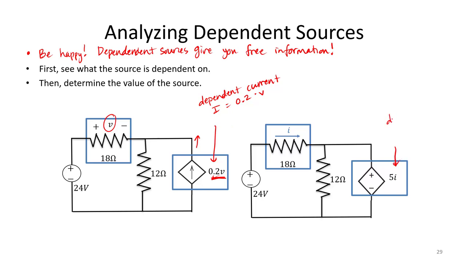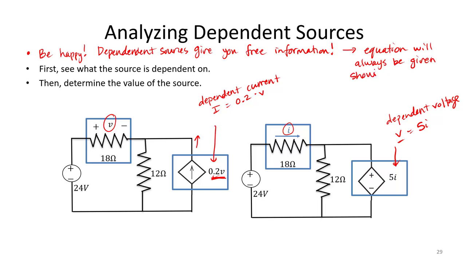Similarly here, the dependent voltage source, our voltage V is equal to 5I, and so if we know our value I, we can determine our value V. So these equations, an equation will always be given showing what the source depends on.